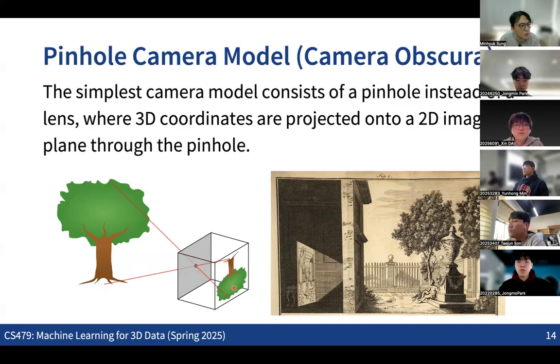This phenomenon is also called the camera obscura, which gets a projected image through this single point. As you can see, the point at the top of the tree is mapped to a point at the bottom, and the point at the bottom of the tree is mapped to the top of the image plane. So this is a very simple model of the camera, getting a 2D image of the 3D space by mapping everything in the 3D space through a single point. That's the simplest model.